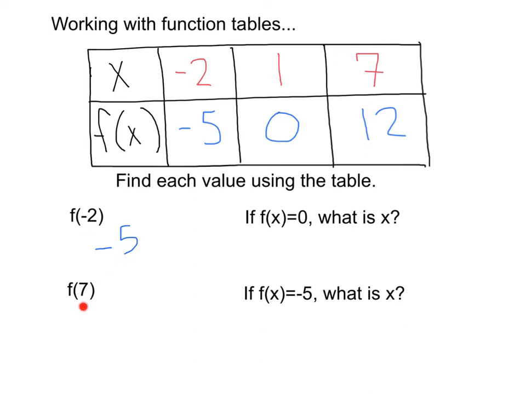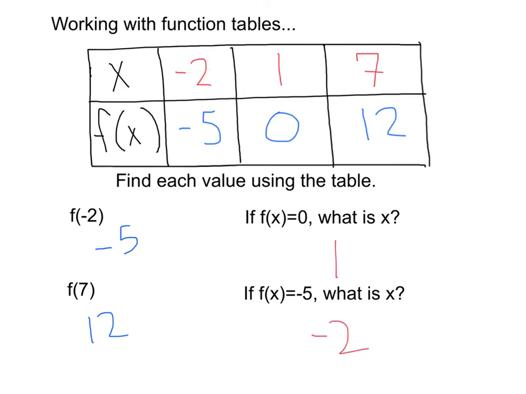If we want to find f of 7, that's basically telling us that x equals 7, and f of 7 is going to be 12. So f of 7 equals 12. Here, if f of x equals 0, what is x? This time, instead of giving us an x value, they're giving us an f of x value. So if f of x equals 0, our x value is going to be 1. If f of x equals negative 5, what is x? Well, this time f of x equals negative 5, our x value is going to be negative 2.